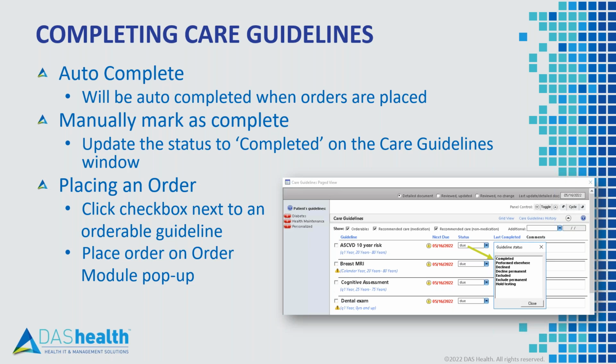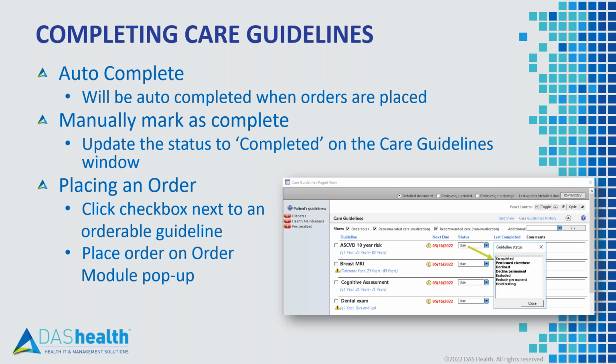So when orders are placed, if something's documented in the chart, if you have the latest version and now documents can complete guidelines for you, or certain check marks or fields within the documentation. The goal is really for this not to become manual, where you're manually having to mark every guideline as complete. If that is something you are personally struggling with at your practice, go back to that configuration, make sure it's set up correctly. With that being said, there will be times when a guideline needs to be manually marked as complete. To do that, you would click in that status field and select completed.